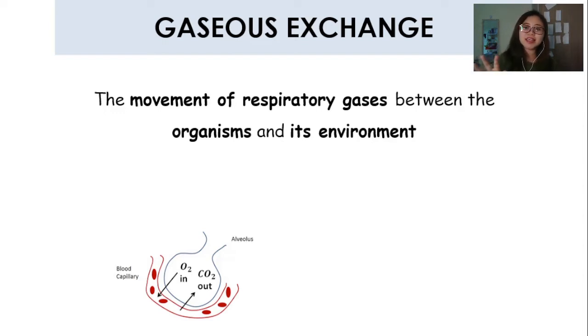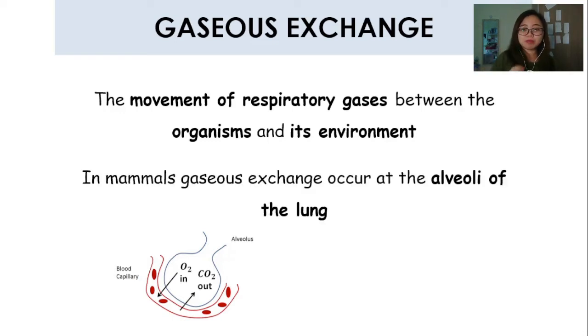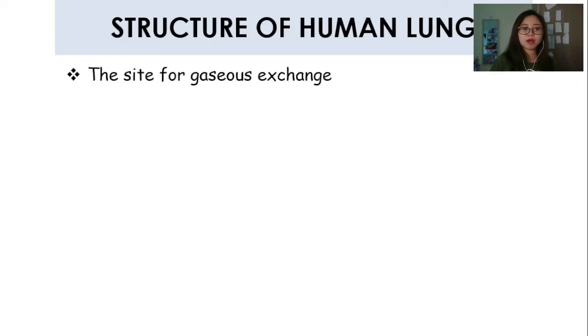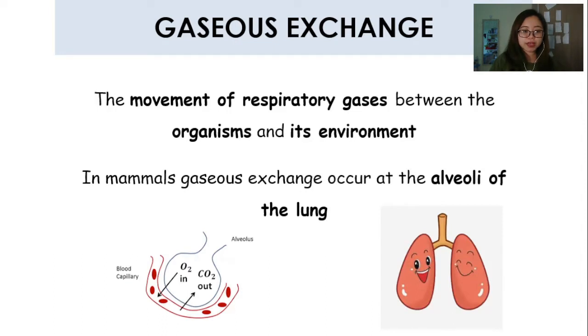Secara ringkasnya, ini adalah macam mana oksigen dengan karbon dioksida daripada udara dapat masuk ke dalam badan kita, masuk ke dalam setiap sel dalam badan kita. In mammals like us, gaseous exchange will occur at the alveoli of the lung. So, dalam paru-paru kita, ada alveoli yang banyak, di sanalah kita akan adakan pertukaran gas.